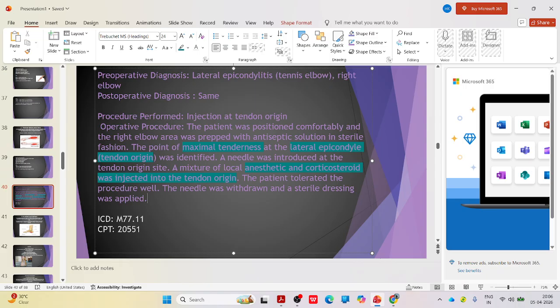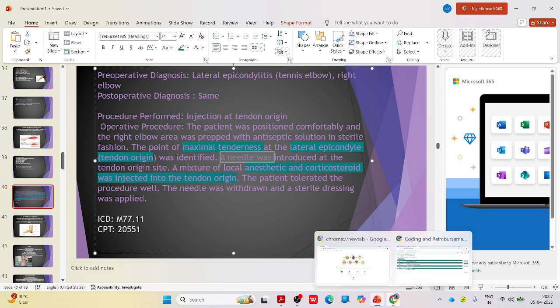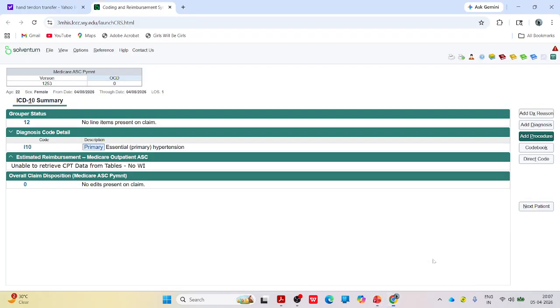So here the key points you can see are the point of maximal tenderness at the lateral epicondyle, that is the tendon's origin. Okay, so first the physician identifies that area. After that, the needle was introduced at the origin site, and then the injection is given at that site. So here it is an anesthetic and corticosteroid injection, and the patient tolerated the procedure well, and the needle was withdrawn. So we'll see the navigation of the lateral epicondylitis.